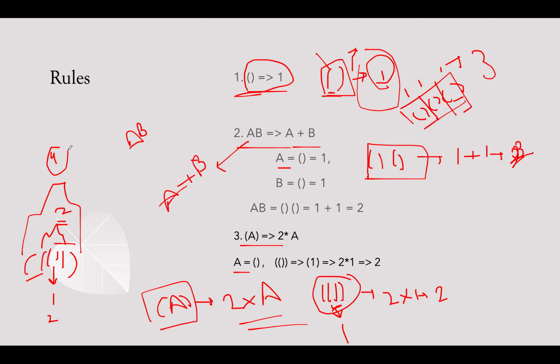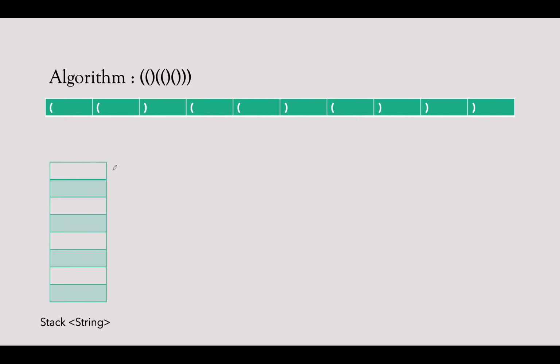Let's look at the algorithm now. Hope you have understood the rules. We will use a stack with the generic type string. I have taken a slightly bigger example so that you will understand the algorithm better. Let's start the process. We see an opening bracket. The stack is empty, so dump it into the stack. Then again we see an opening bracket, and dump it onto the stack.